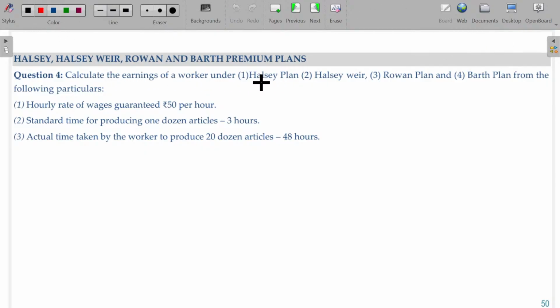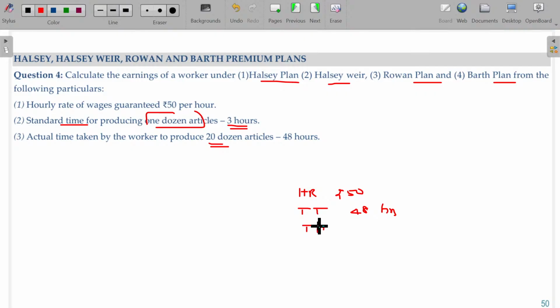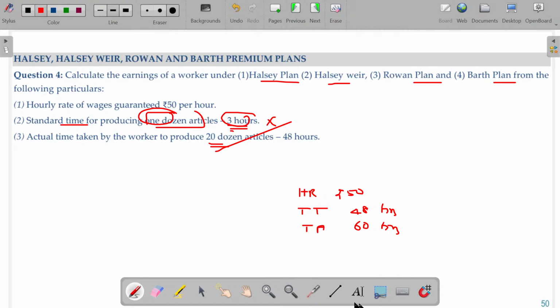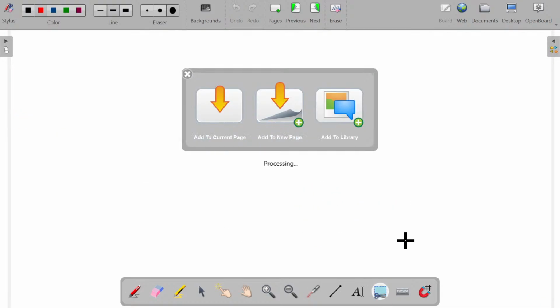Calculate the earnings of the worker under the Halsey plan, wholesale plan, Rowan and Barth plan. Hourly rate being 50. Standard time for producing 1 dozen articles, 3 hours. Actual time taken by the worker to produce 20 dozen, time taken being 48 hours. What about the time allowed? 1 dozen, 3 hours, for 20 dozens you have to multiply with 20, so 60 hours. Hope you will now be able to understand hourly rate, time taken and time allowed. Now you fit into this formula to find out the salary under all the scenarios.